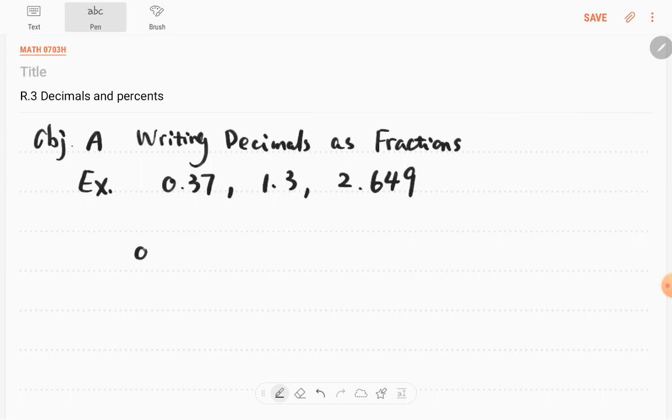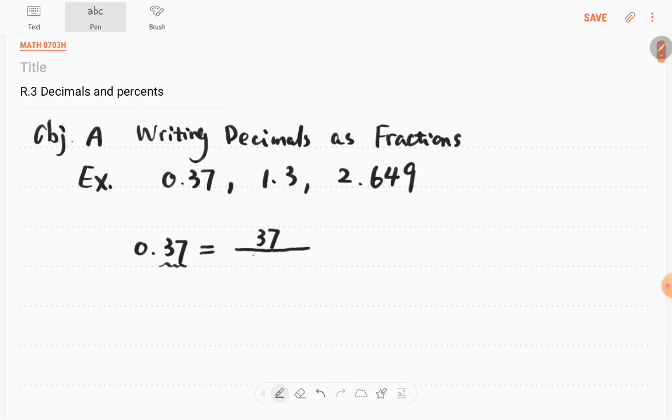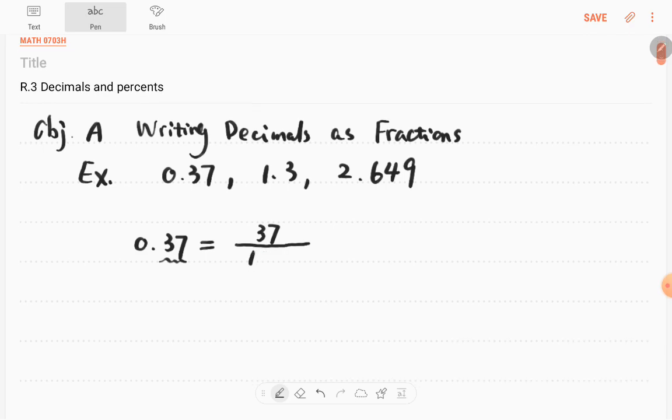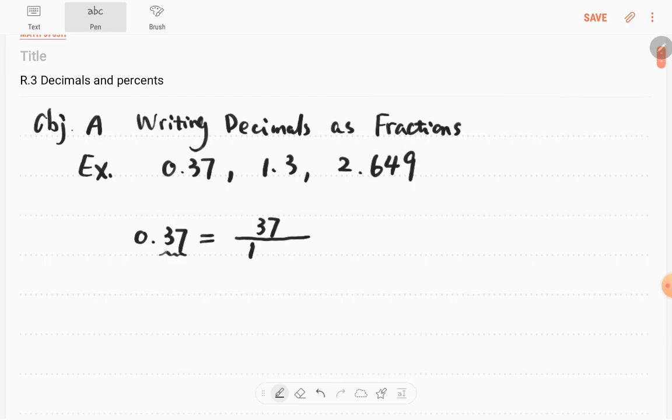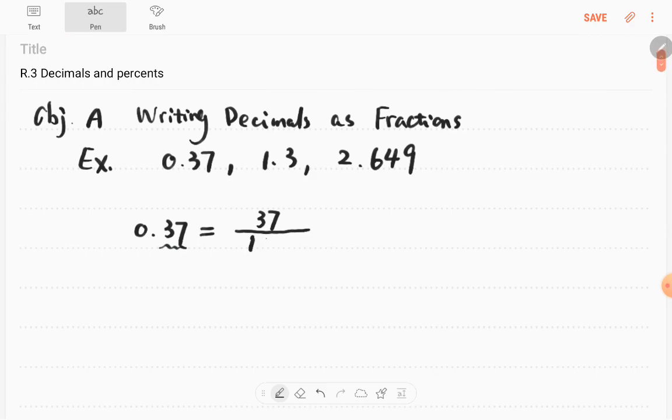The first number is 0.37. First, we have 37, so that's our numerator. So we put 37 here. And what's our denominator? First, we should put a 1 here. Then, when we go back to check the decimal, we realize we have 2 decimal places. So we will put 2 zeros after 1, which will be 100.